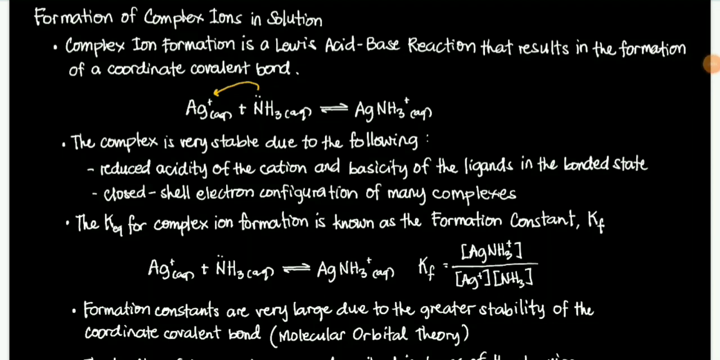So in this video, I'll discuss the formation of complex ions in solution and some calculations on the complexation equilibrium. Okay? So complex ion formation is a Lewis acid-base reaction that results in the formation of a coordinate covalent bond.